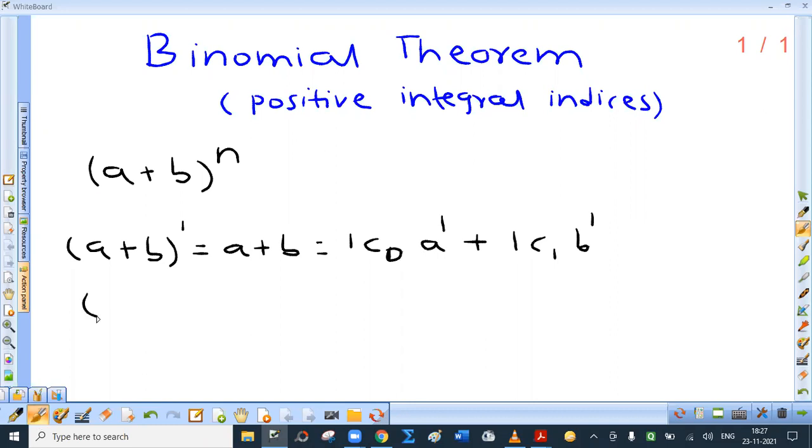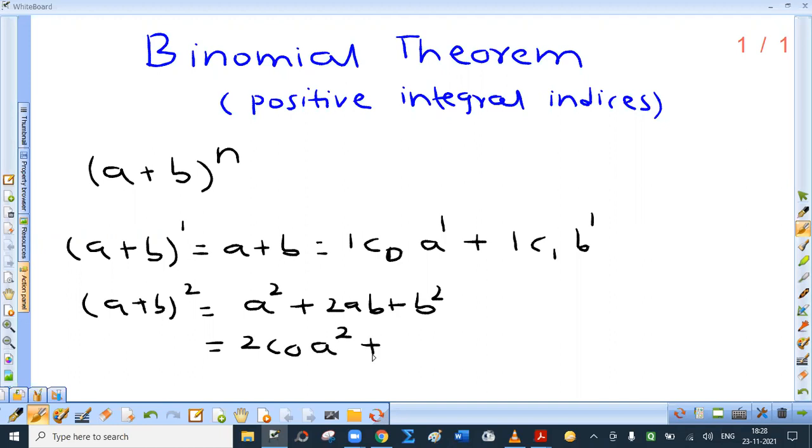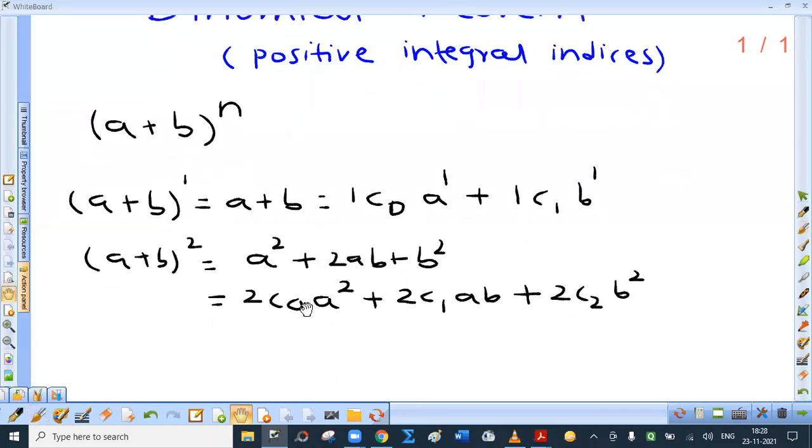Okay. Now, what is A plus B square? A plus B square is A square plus twice AB plus B square. Here index is 2. Now, coefficient of A square is 1. But I will write that as 2C0, so 2C0 A square. Now coefficient of AB is 2, so I write it as 2C1. I hope you remember formula for NCR plus 1. B square, I write it as 2C2. Is 2C2 1? Yes.